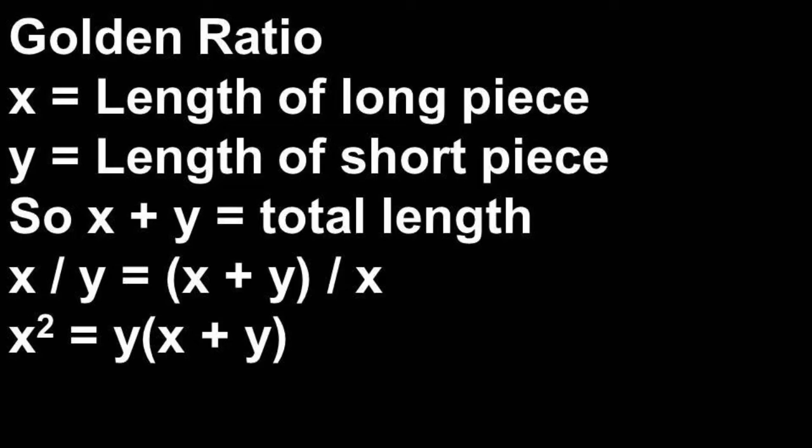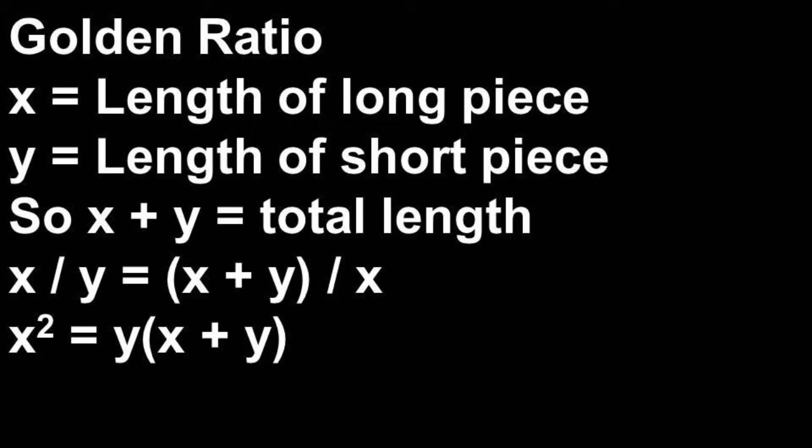So I've created some variables here to help us do that. In my situation, I said x is the length of the long piece, y is the length of the short piece. So x plus y would be the total length of the piece. Now, if you're going to make a fraction of long to short, that would be x over y. And then if you're going to make a fraction of total length to long, that's x plus y on top and y on bottom. So those are my two fractions I have there.